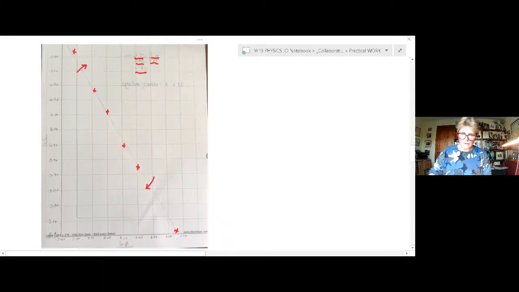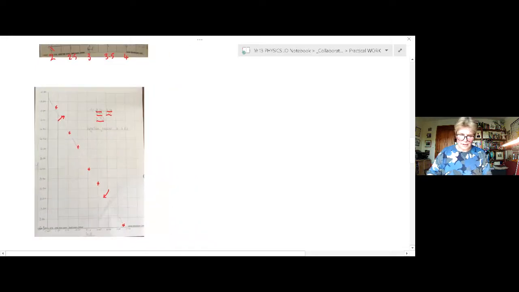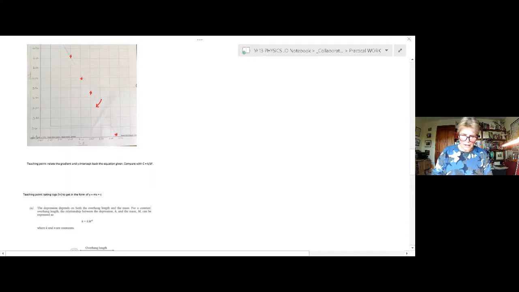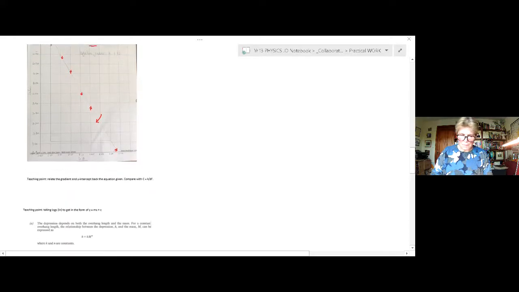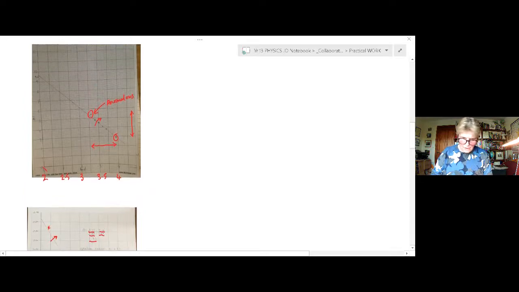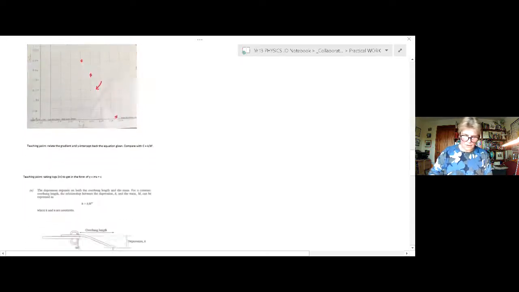Okay, all right, so that gives you some ideas of drawing graphs. And we've related the gradient, the y-intercept, back to the equation given. I just want to check this second graph here, yeah, they've done that. Okay, let's move on then.